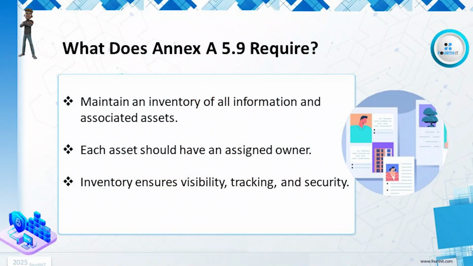Now, let's dive in. What does ISO 27001 Annex 5.9 mean? Now, this control requires organizations to maintain an inventory of information and assets, including the assigned owners. Simply put, you need a structured asset register that documents all critical assets used within your ISMS.